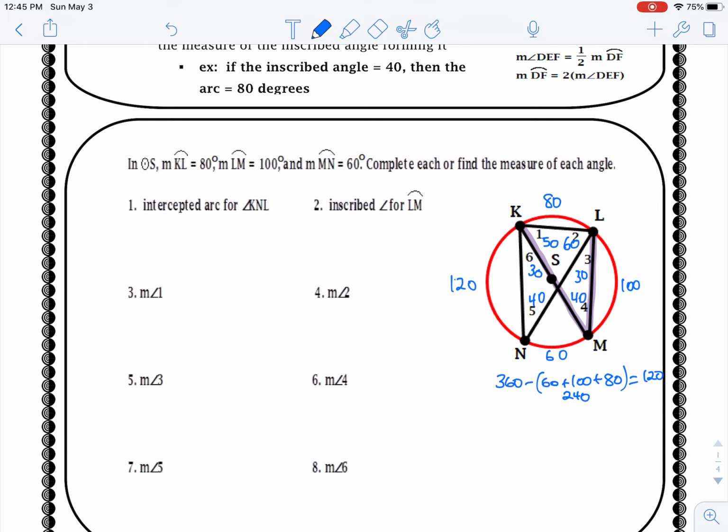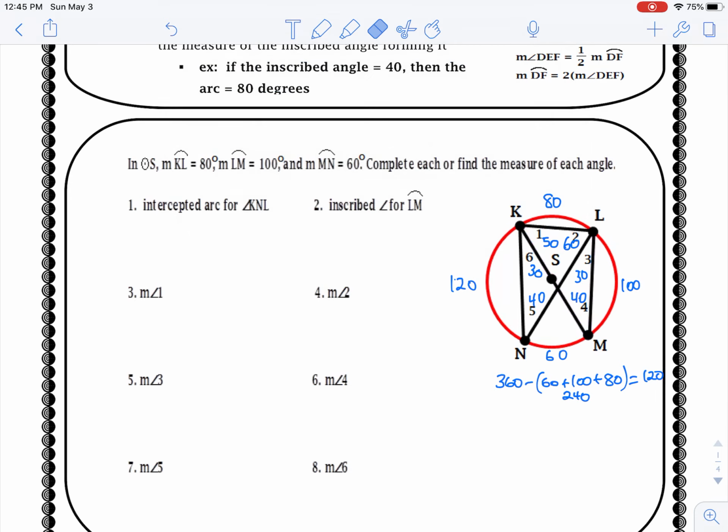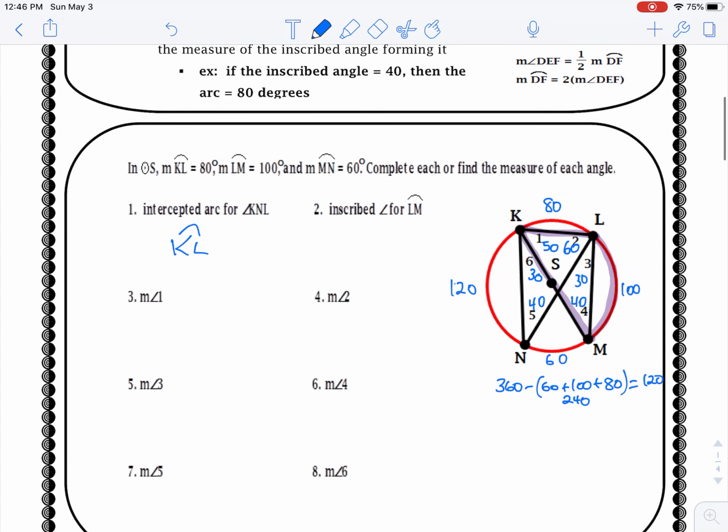So an intercepted arc for KNL, here's our angle. So the intercepted arc would be KL. Inscribed angle for arc LM. Here's arc LM. And what you do is you just go from the points into the vertex, and the angle would be angle LKM.